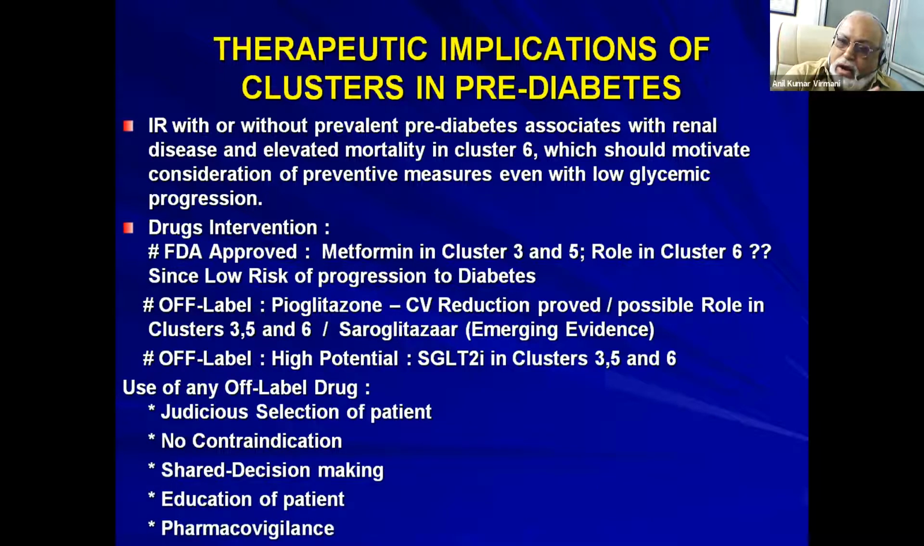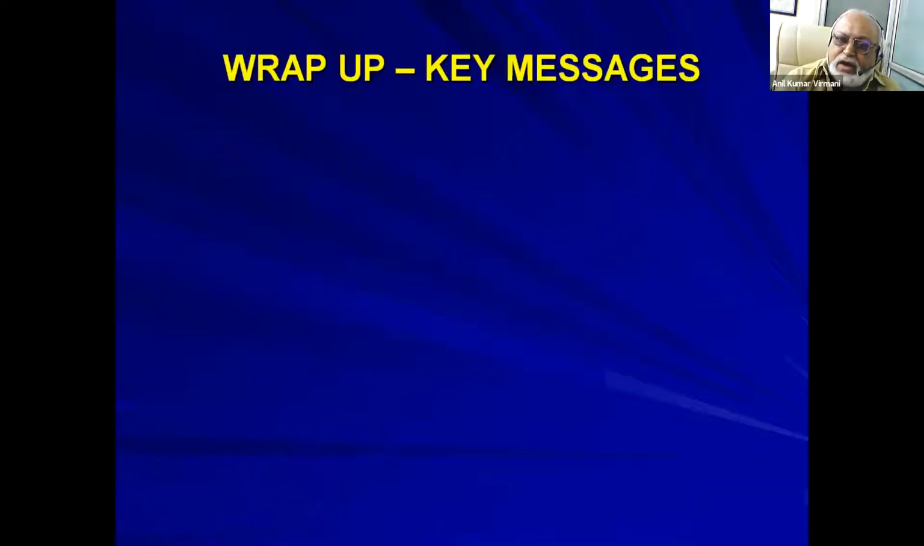But besides all this, whenever you are using an off-label drug, remember certain thumb criteria. Judicious selection of patients. Don't use it rampantly. Use it when there is no contraindication. Share decision-making with the patient. Educate the patient and be pharmacovigilant for any side effects.